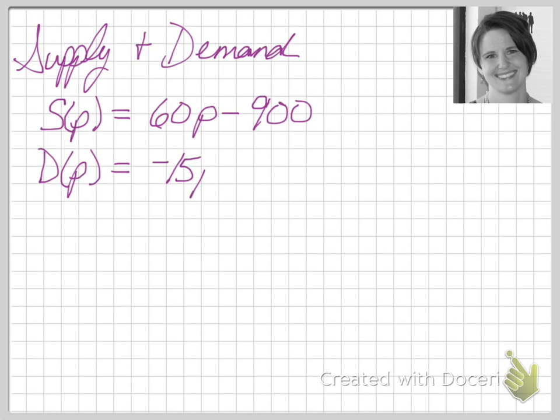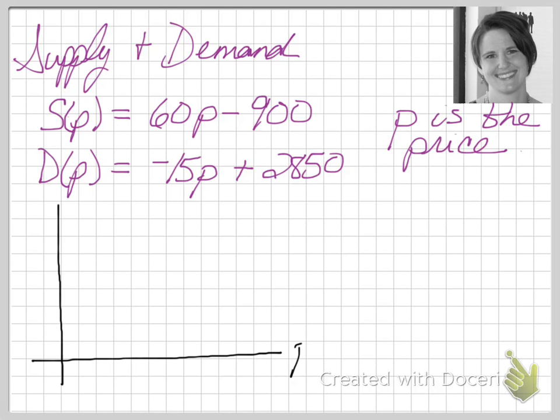A second application of linear functions has to do with supply and demand. The supply is the quantity that a company is willing to produce for a given price. Let's say that the supply is 60p minus 900, and the demand is the amount that consumers are willing to buy for a given price. P is the price of the product. If we were to graph these two functions, supply only makes sense when the price is at least $15.